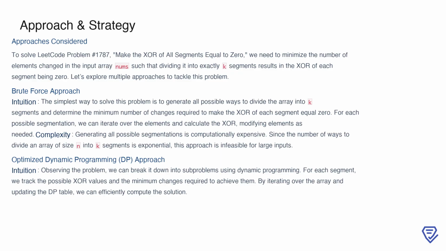A more efficient method is the optimized dynamic programming approach. The idea here is to break the problem into smaller subproblems, where we iteratively compute the minimum changes required to achieve specific XOR values for each segment.